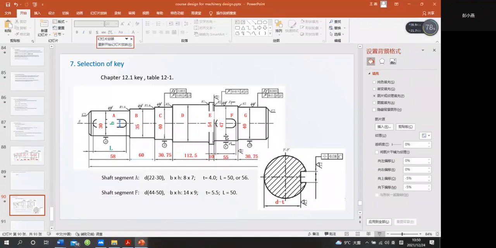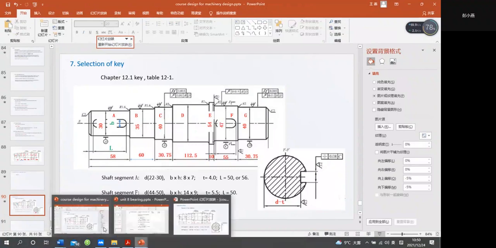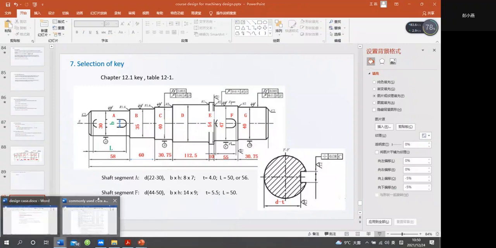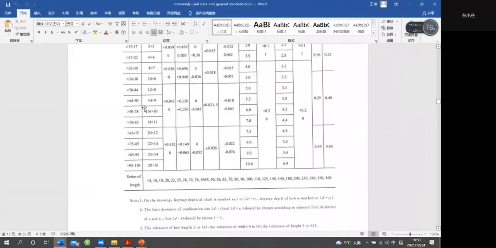Okay, and for segment F, there is a K2. The diameter of the segment is 47. Okay, it's 47. So it's within this range. 47 is within this range. The diameter is within this range.